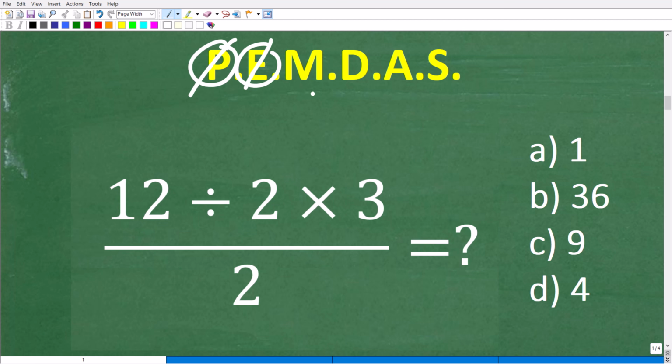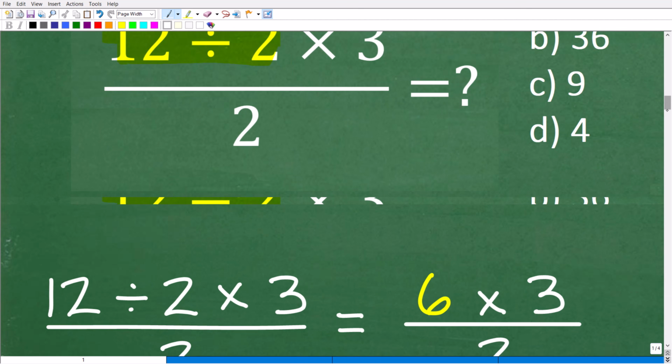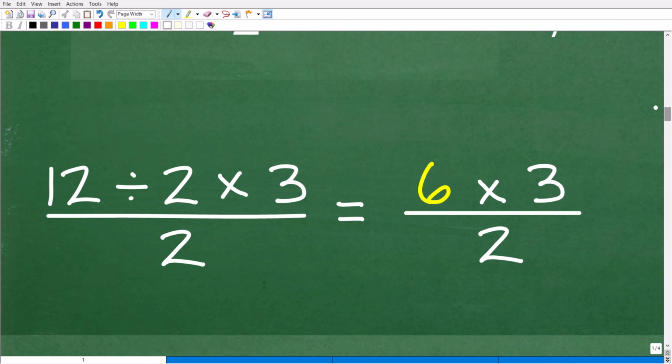No. Do we have multiplication or division? Yes, indeed, we do. Which comes first, multiplication or division from left to right? The division does. So this is what we have to do first. 12 divided by 2. And then once we get the answer to this, it's going to be a pretty easy problem. Okay, so let's go ahead and do that right now. Okay, so we know that by PEMDAS, we have to do the division first. So 12 divided by 2 is 6.